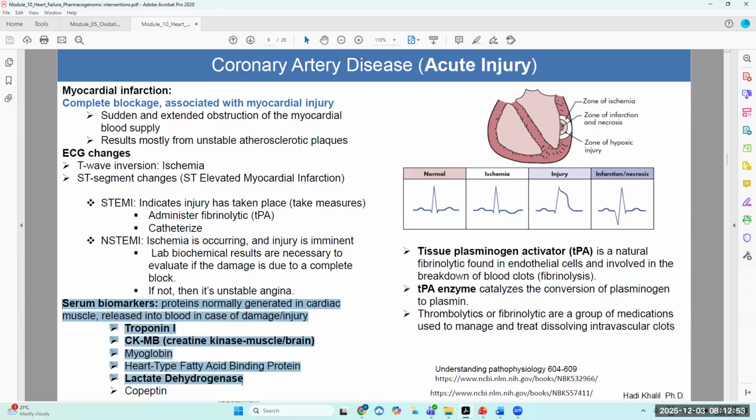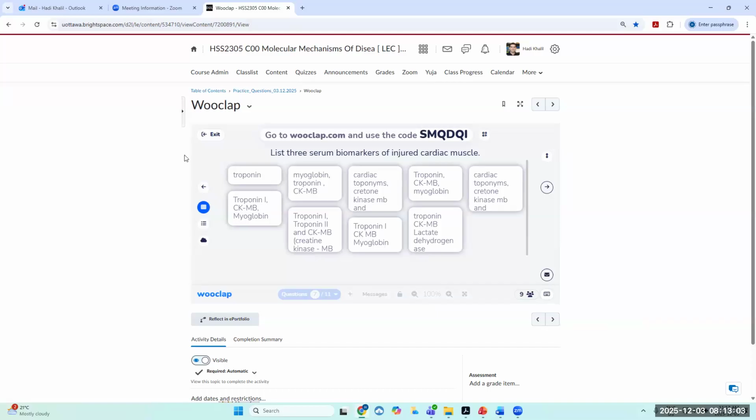Serum biomarkers. And as you can see here, I said list three serum biomarkers. I didn't say list and discuss. I didn't say, for example, list and discuss the function or whatever, because the idea is that you remember those. Okay.